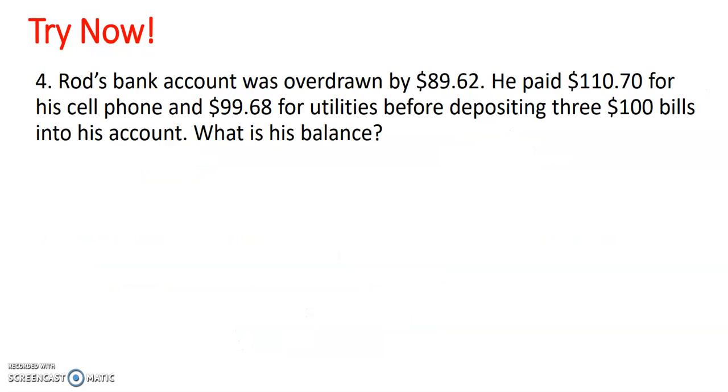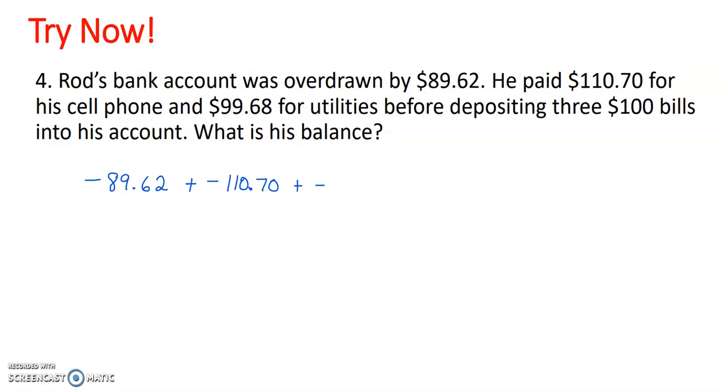Number 4 is a word problem. You can read this through and pause the video, give it a try. In this question, we have a number of negatives that need to be put together. So because Rod's bank account was overdrawn, at first, we're going to be at negative 89.62. And then he also started to pay some bills. So he paid $110.70.